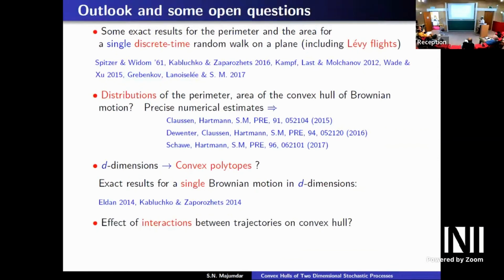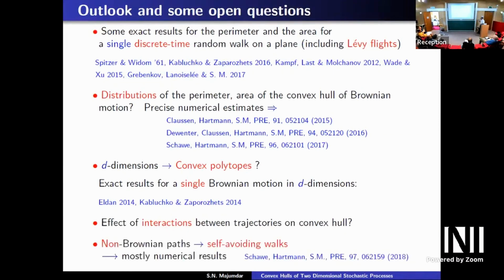But it's a very interesting question, of course. And then you can ask about non-Brownian paths like self-avoiding walks and things like that. Again, for self-avoiding walks, it's very hard to calculate because the corresponding one-dimensional process is a very complicated process with non-trivial memory kernel and so on. So it's again mostly numerical results and no analytical results.